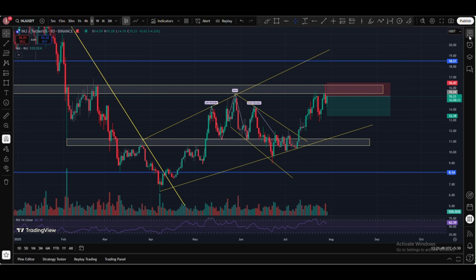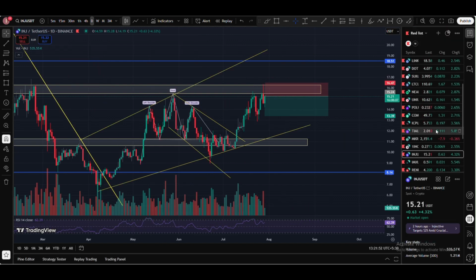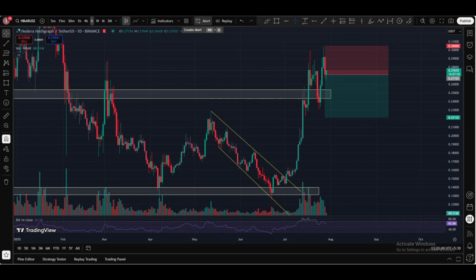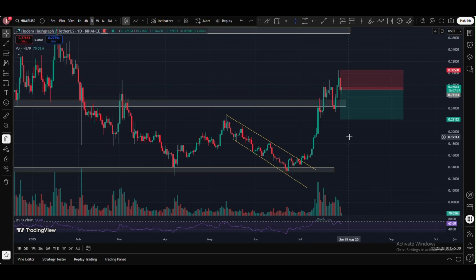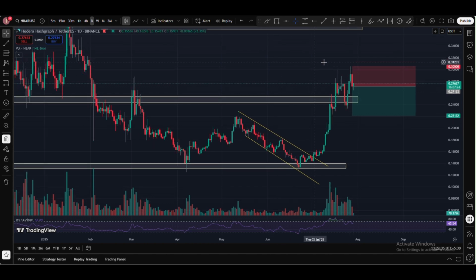Next, we can move to the HBAR chart. I am in the HBAR chart in the daily time frame, and there is a shorting opportunity, but I did not take this opportunity because I already have three trades in my account.